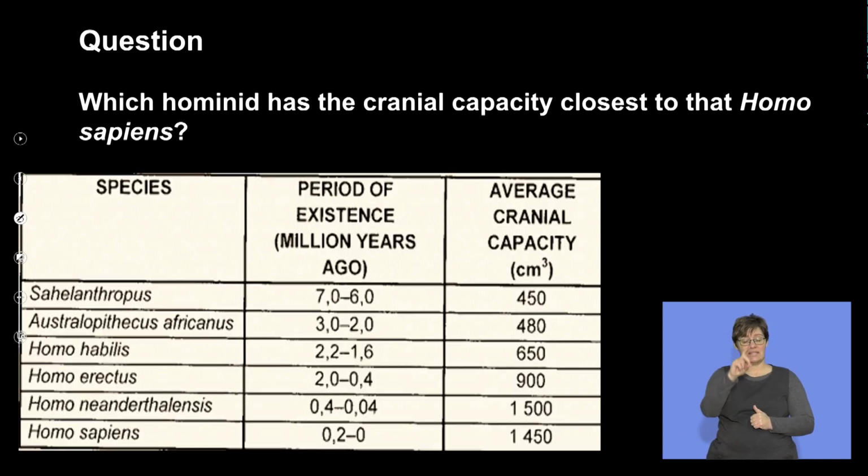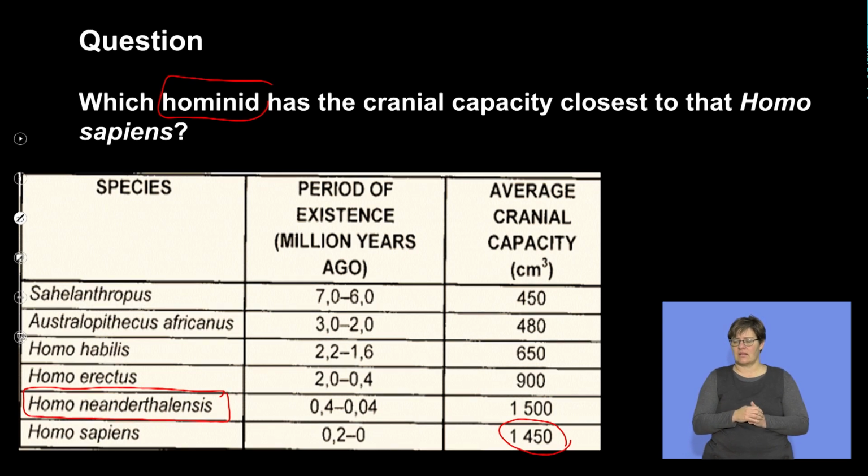Which hominid has the cranial capacity closest to that of Homo sapiens? So we have a look. Here's the Homo sapiens, 1450. We simply mean which one is slightly smaller than ours, because we've got the biggest, and it asks you for the hominid, and your answer will then be this one, Homo neanderthalensis. Not Neanderthal, Neanderthal. Funny enough, we call it a tall, not a thal. Don't know, all English language out the window there.